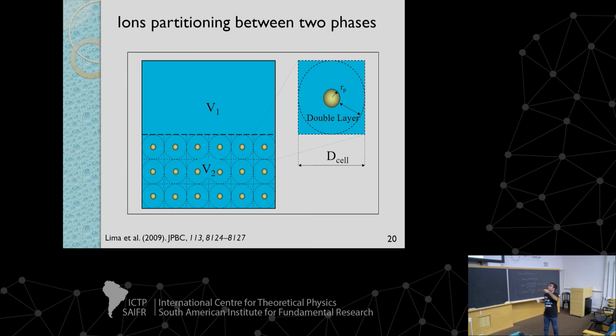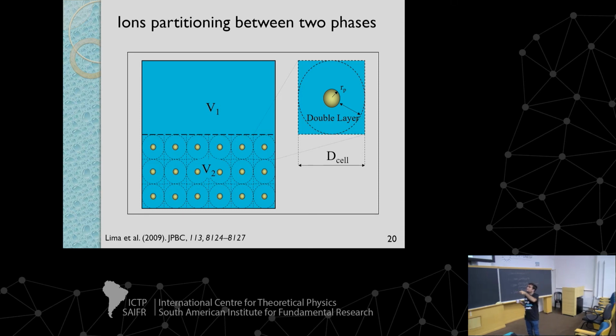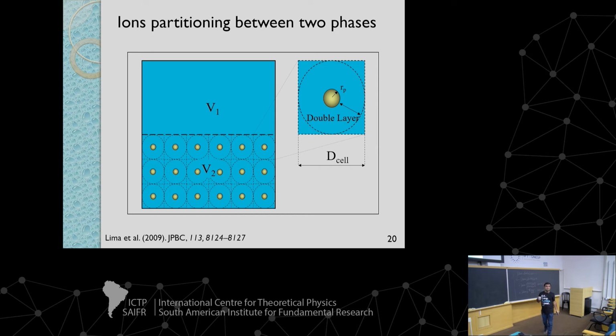Okay, so we have a concentration of ion here in this volume where there is no lipid-like particle, and another concentration of ion here where there are lipid-like particles.